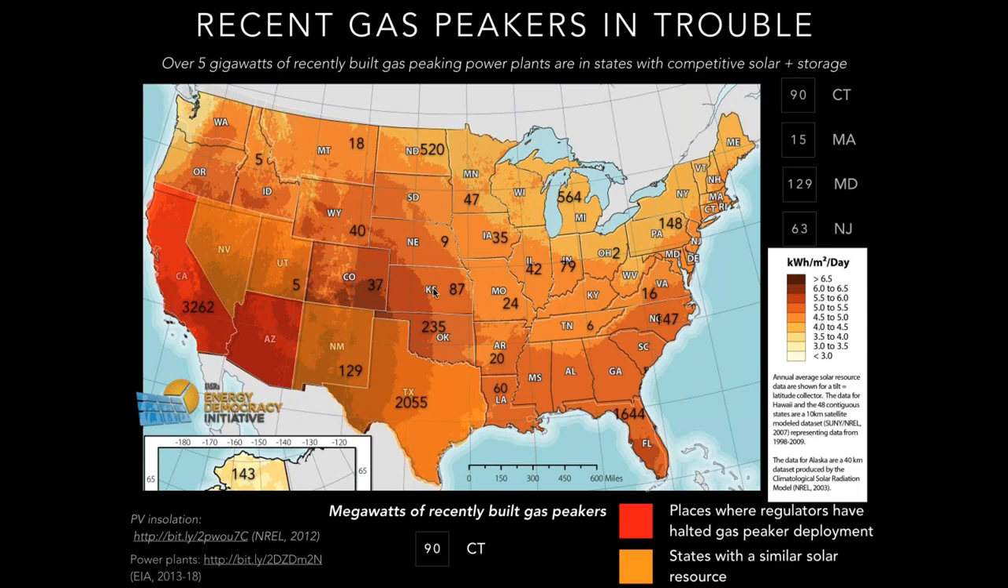And the question is, is it going to be utility shareholders of PG&E or Southern California Edison that pay for that mistake, or is it going to be the ratepayers of those utility companies in the 30 or so states where that's the way the decision-making process happens?